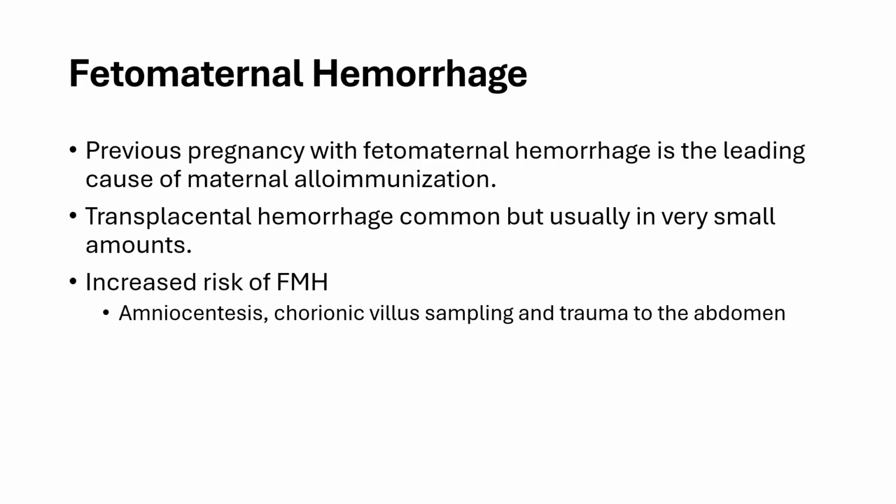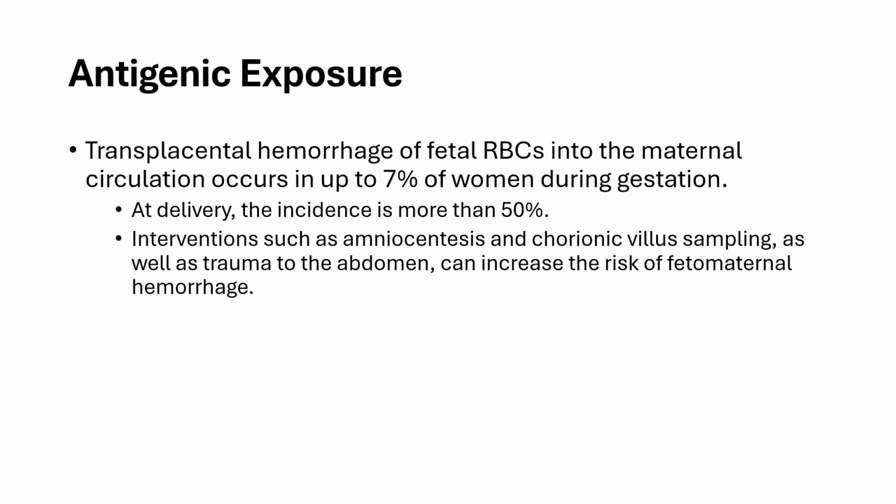Transplacental hemorrhage of fetal red blood cells into the maternal circulation occurs in up to 7% of women during gestation. At delivery, the incidence increases to more than 50%. Interventions such as amniocentesis, chorionic villus sampling, and trauma to the abdomen can increase the risk of fetal maternal hemorrhage.